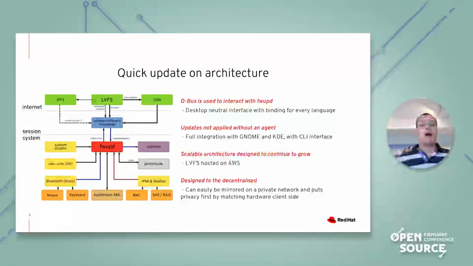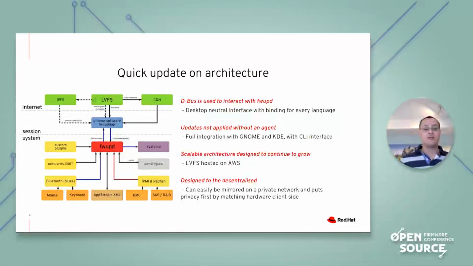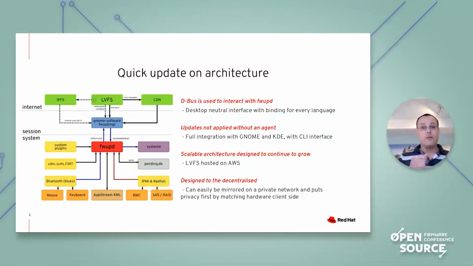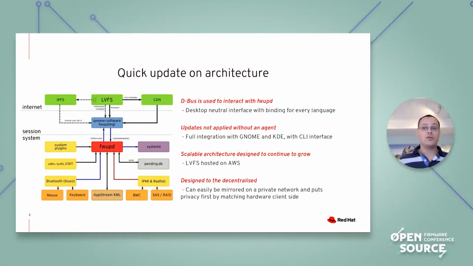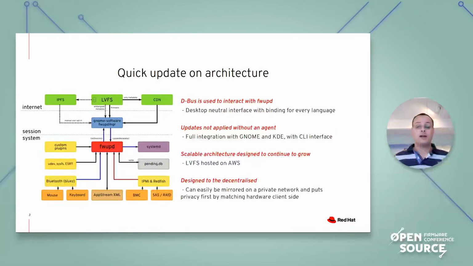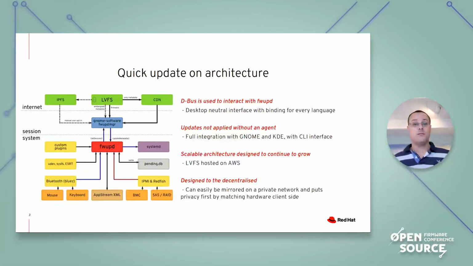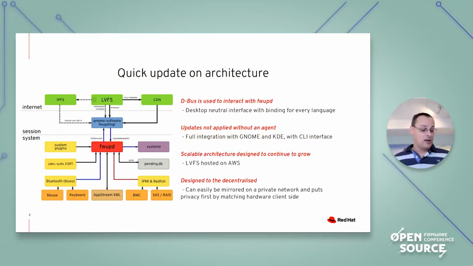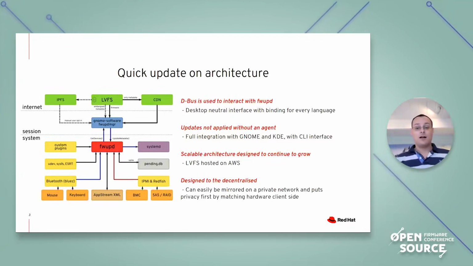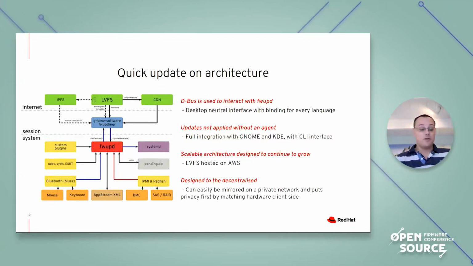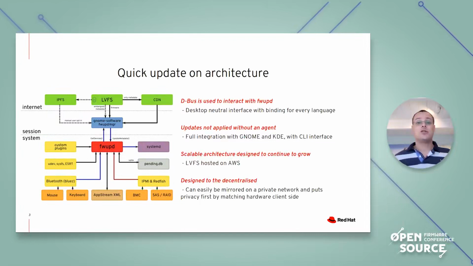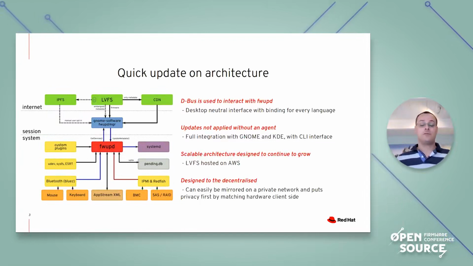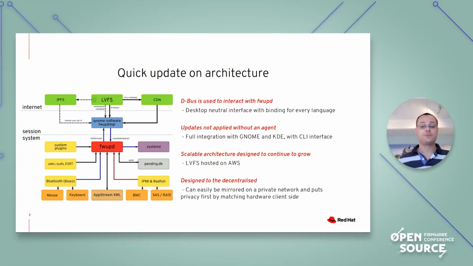Let's do the same recap on the architecture. This diagram has grown slightly. So we use D-Bus to talk to the daemon itself. This is a desktop neutral language. We can interact from basically any language. We integrate with the desktops, both GNOME, KDE, CLI, and even things like Red Hat Insights, which can provide some sort of site-wide visibility on things.